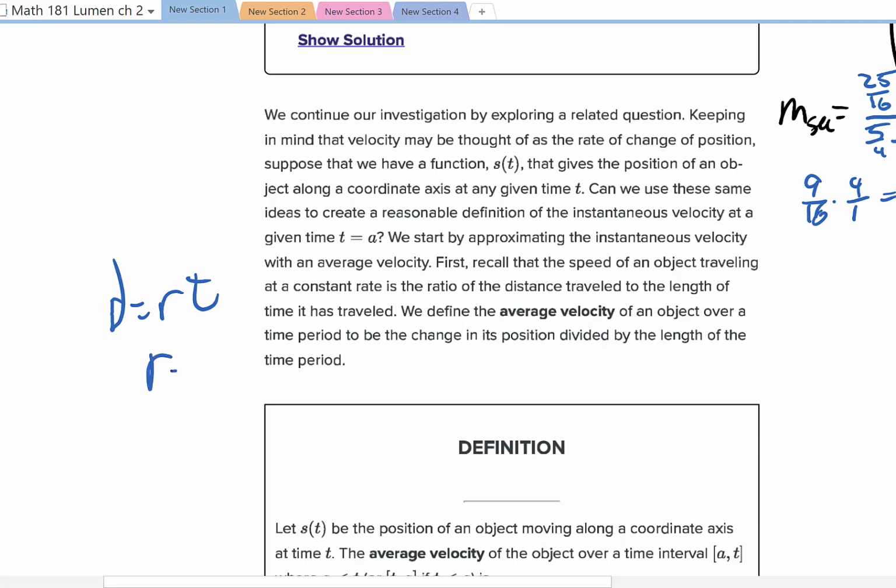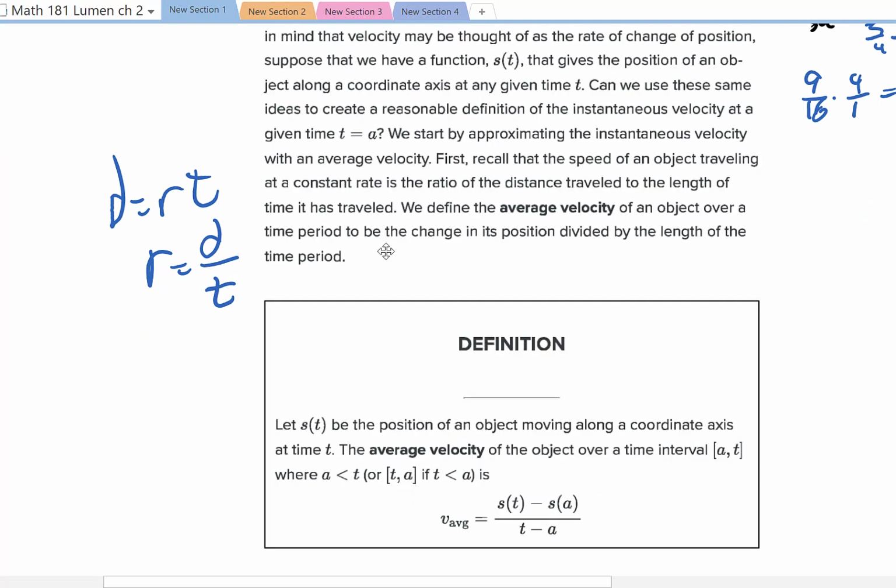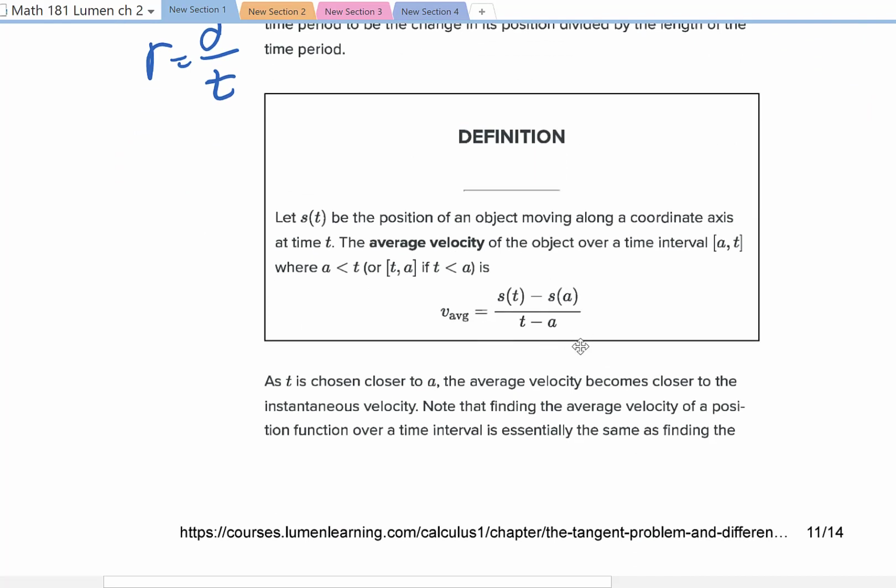So our rate is distance over time. So we define average velocity of an object over a period of time to be the change in its position divided by the length of the time period. So this should look familiar. It looks a lot like that slope formula.